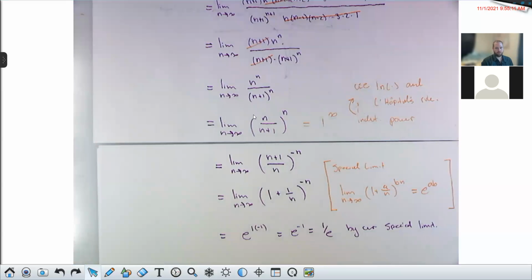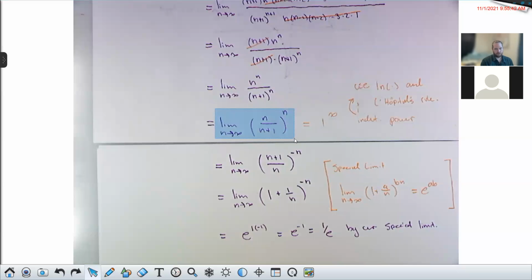So instead of working with this directly, you could take the natural log of this, which would be n times the natural log of n over n plus 1. Shove the n downstairs as a 1 over n. You get the natural log of n over n plus 1 divided by 1 over n. That now goes to 0 over 0, and you can apply L'Hopital's rule. Differentiating top and bottom, taking the limit again, you would get negative 1. So the natural log of your thing goes to negative 1, which means your thing goes to e to the negative 1.